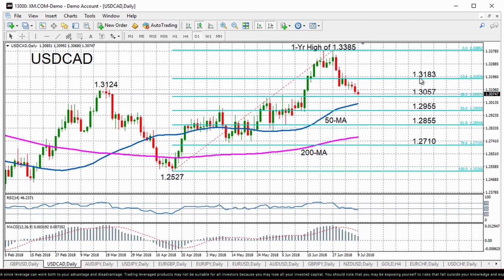However, if we do see USD-CAD turning higher again, the next resistance should come from the 23.6% Fibonacci at around 1.3183. A break above 1.3183 would then enable the pair to challenge that one-year high 1.3385 we saw at the end of June, and then a break of that high would signal a continuation of the medium-term uptrend.